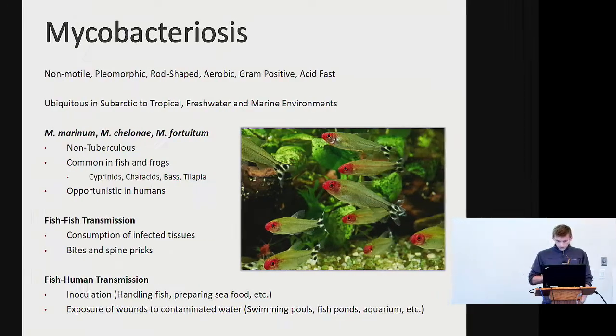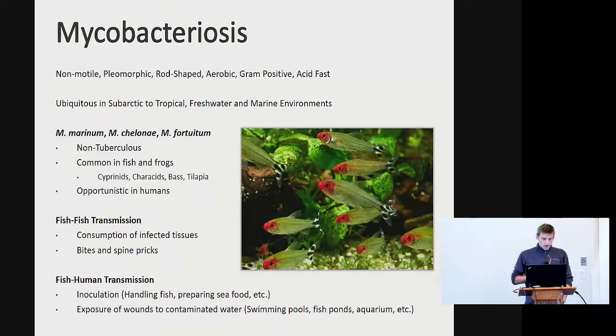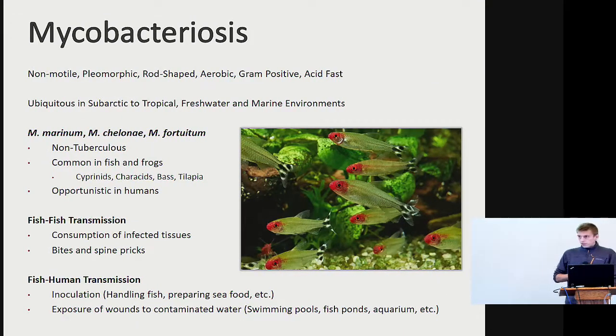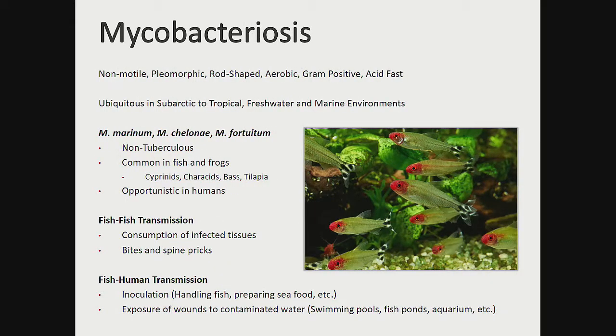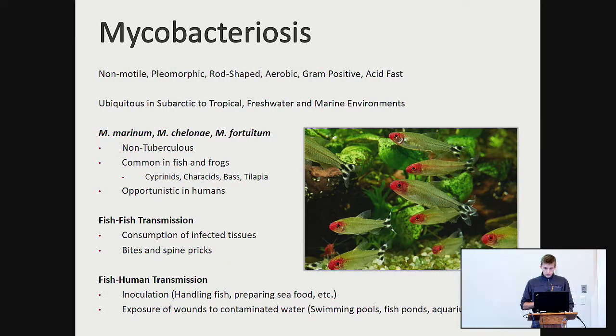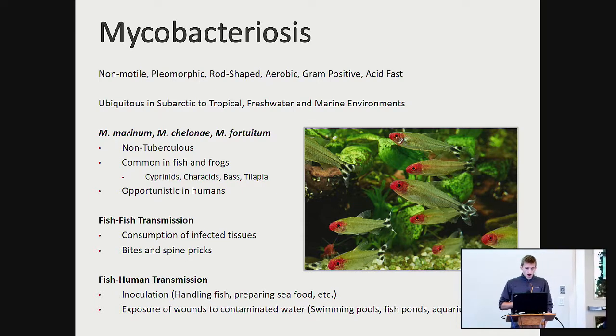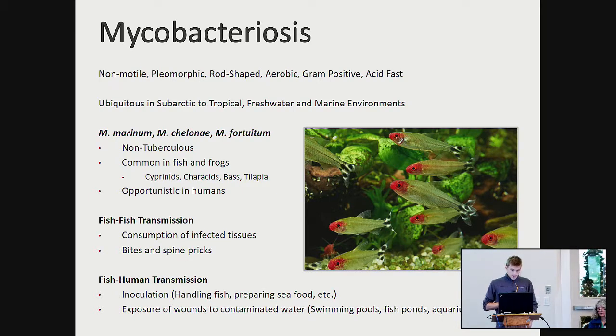They also are common pathogens in frogs. These are non-tuberculous variants of the bacteria, so they don't form the classic tuberculosis lesions like Mycobacterium tuberculosis or M. bovis. Species of fish that are most predisposed to infection tend to be cyprinids, so these are like the carp and goldfish, and the characids, so these are common aquarium fish, like the tetras, for example, bass and tilapia.